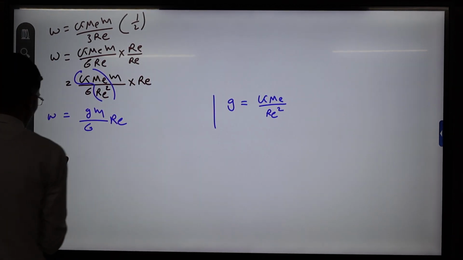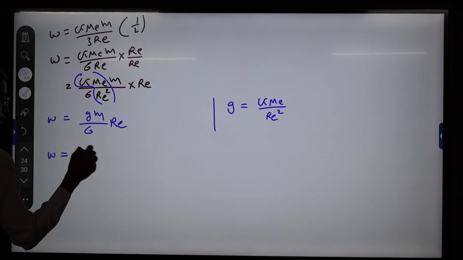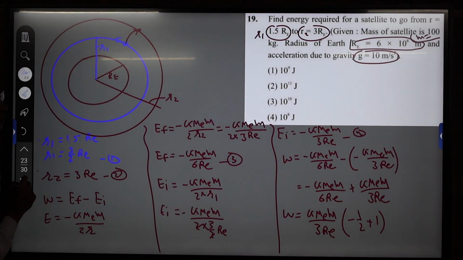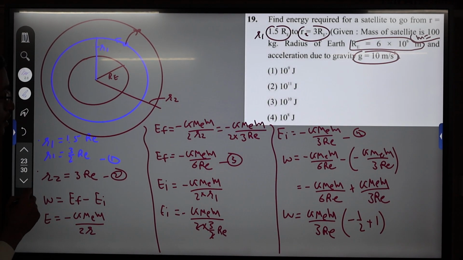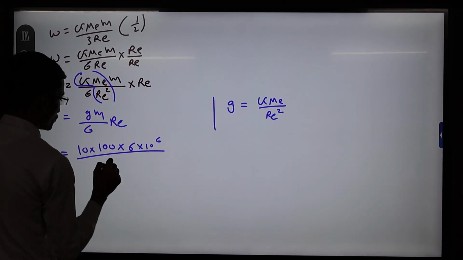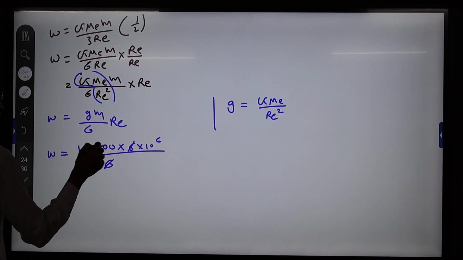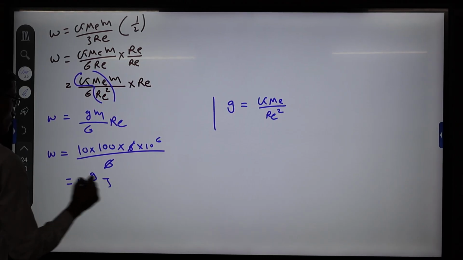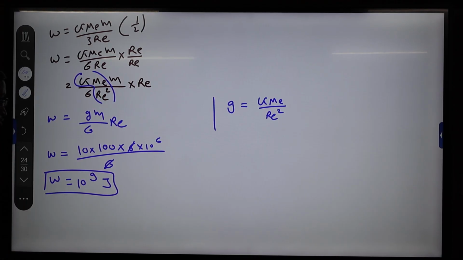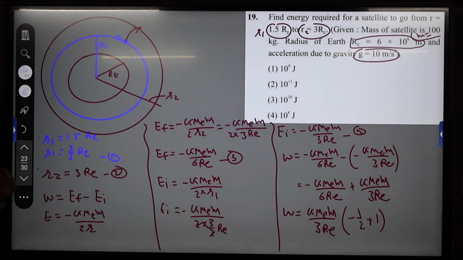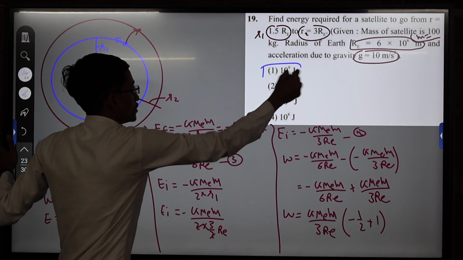Okay. Now put the values. g is equal to 10. Mass is 100. Radius of Earth is 6 into 10 raised to 6 meter. 6 into 10 raised to 6 meter upon 6. 6 cut 6, 10 raised to 3 into 10 raised to 6. So this will become 10 raised to 9 joule. So we have to do this amount of work for transferring this satellite from R1 to Earth. Okay, and the answer is A.